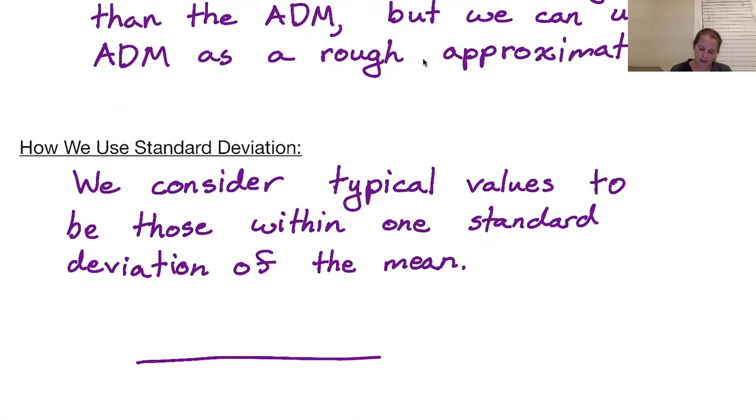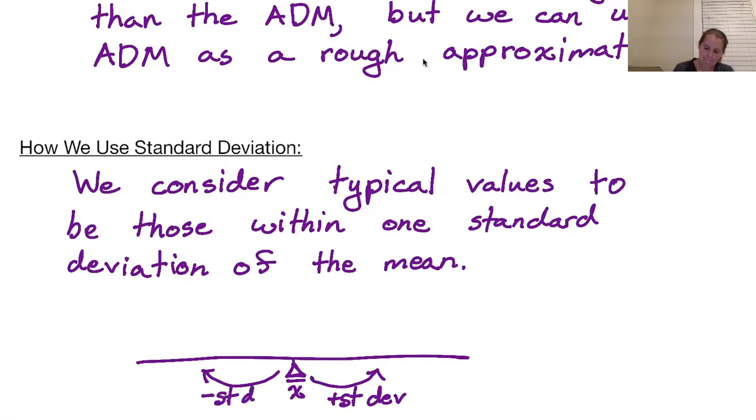is if we have our number line, and let's say that our mean falls right here, and then if our standard deviation, whatever value it is, if we add on a copy of our standard deviation going to the right, and we subtract off a copy of our standard deviation going to the left, then basically we consider anything between those values to be typical.